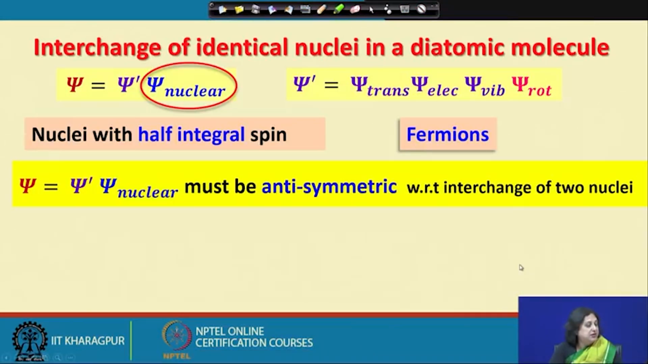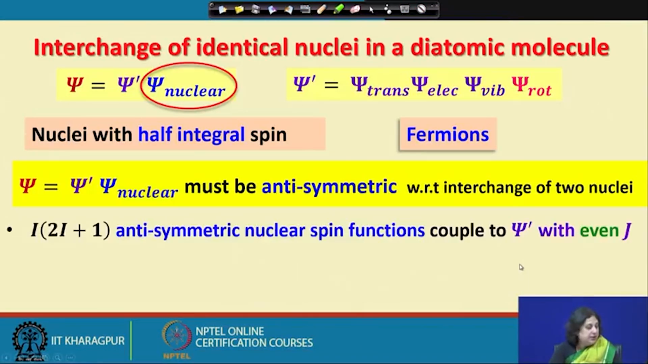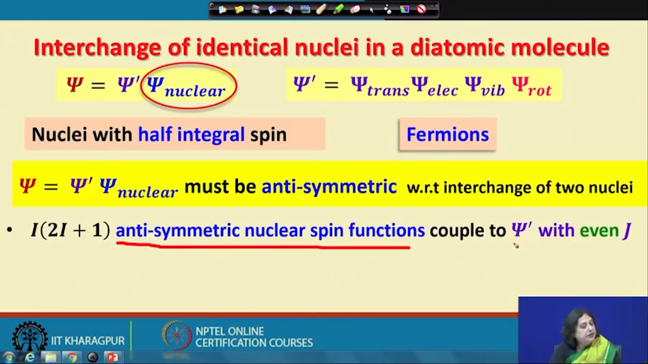The two conditions under which this can happen: if you have antisymmetric nuclear spin functions, they must couple with antisymmetric psi prime, and when does psi prime happen to be antisymmetric with respect to interchange of two nuclei? That happens when J can take up even values.